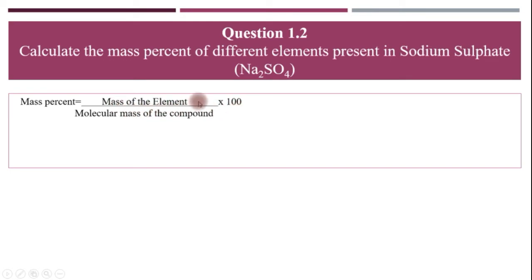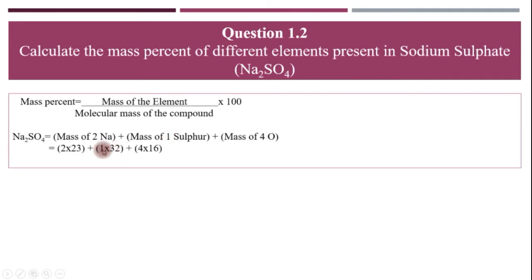So here mass of element we can easily find out, but we don't know what is the molecular mass of the compound. So first we need to calculate that. The same way how we did question 1.1, when you write down the formula for Na2SO4, if you analyze it, we have 2 atoms of sodium, 1 atom of sulfur and 4 atoms of oxygen. So let's put down the values.